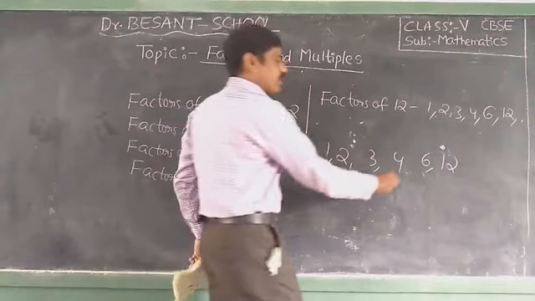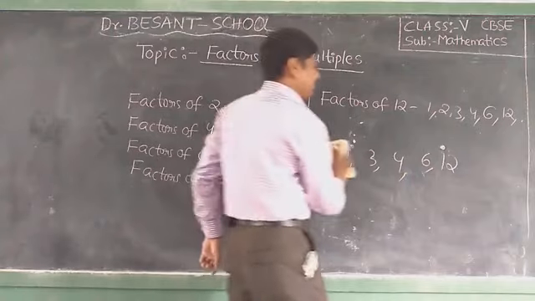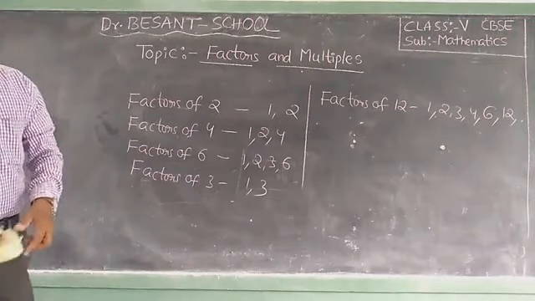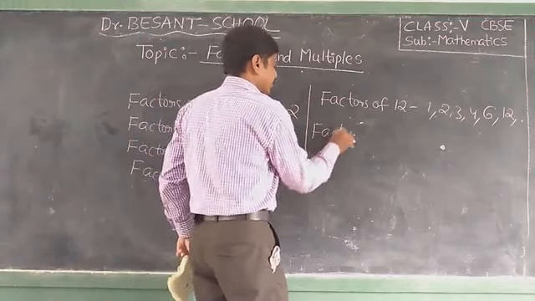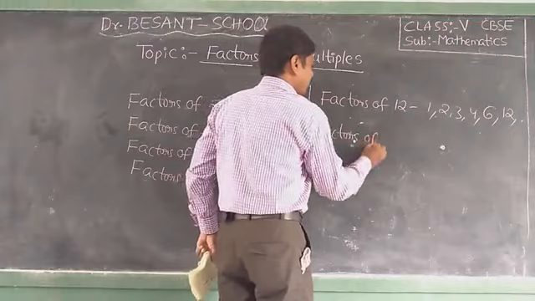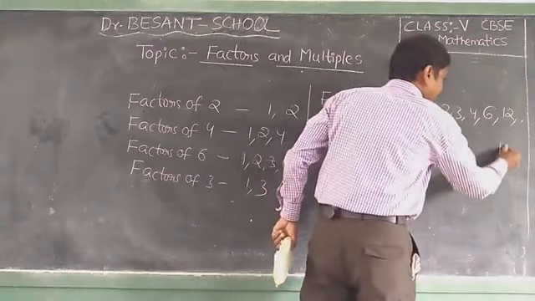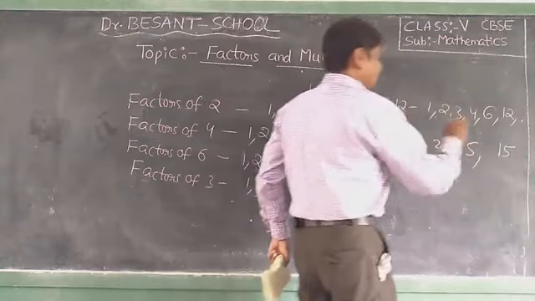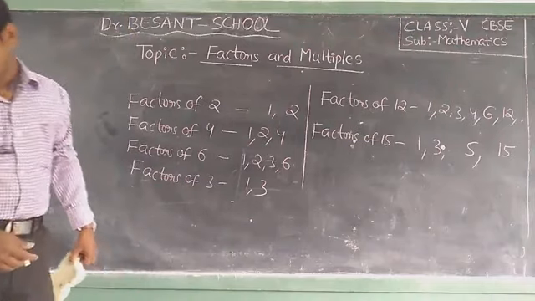So simply we can write like this. Okay. Next, factors of 15. 1 15 is 15. 3 5 is 15. So 1, 3, 5, 15. Anything else? No.